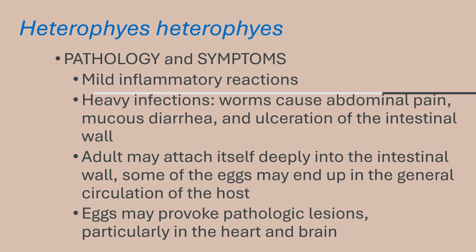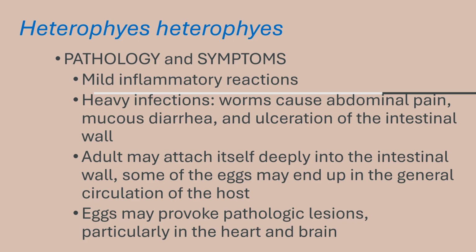Please note that the adult worms cause little damage to the intestinal tract mucosa except for mild inflammatory reactions. In heavy infections, the worms will cause abdominal pain, mucus diarrhea, and ulceration of the intestinal wall. Adults may attach themselves deeply in the intestinal wall, and some of the eggs may end up in the general circulation of the host.